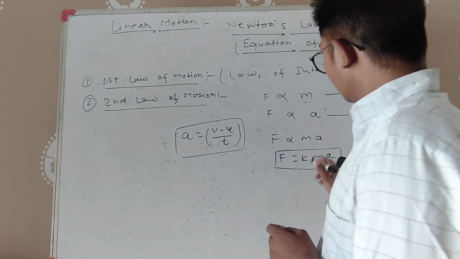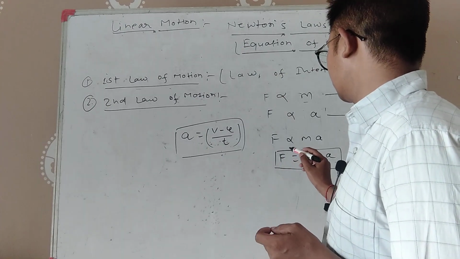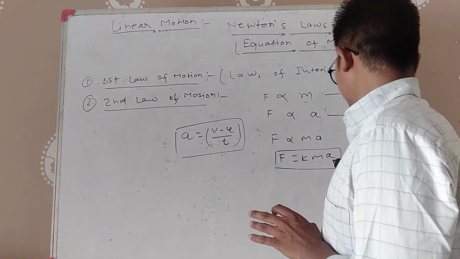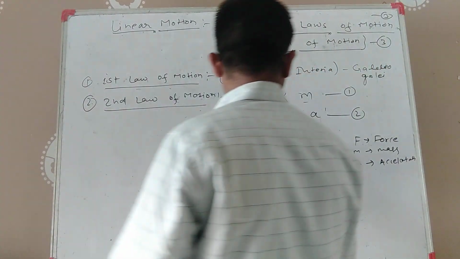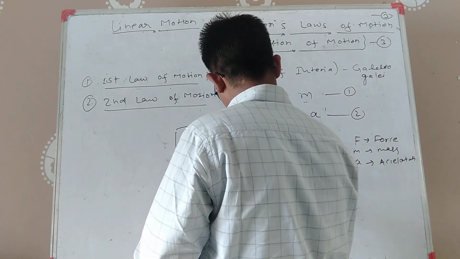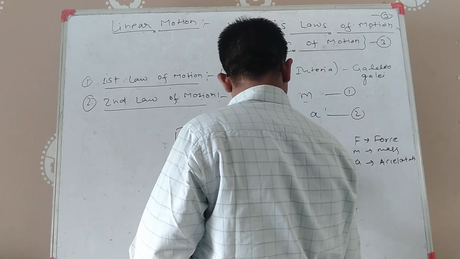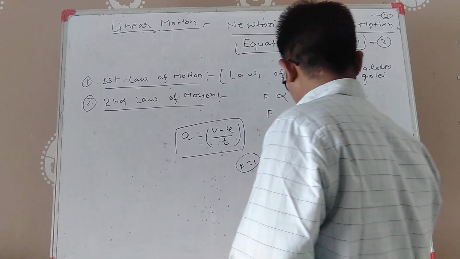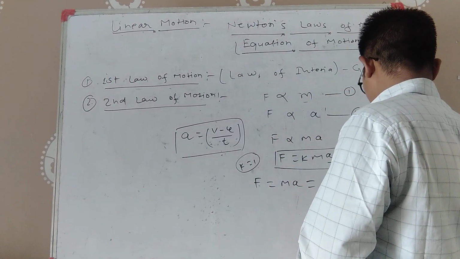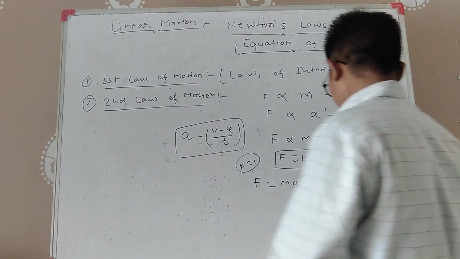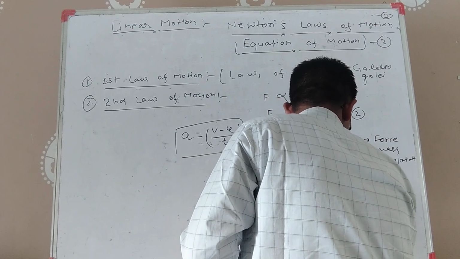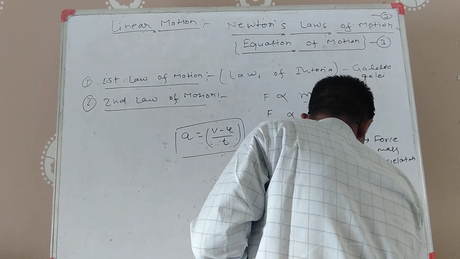So if we want to represent the force in terms of momentum, we can put the value of a in the formula. If we take k equal to 1, this formula becomes F equal to ma, and acceleration means (v minus u) by t. We can write F equal to (mv minus mu) upon t.